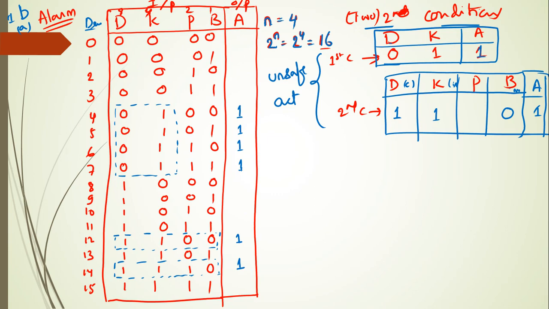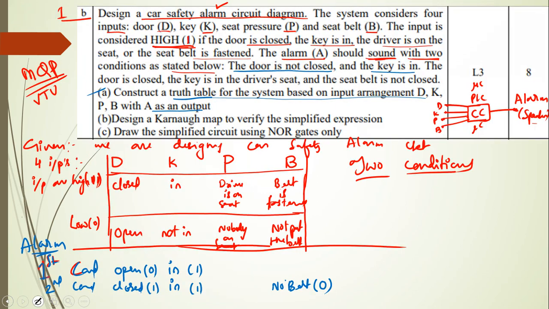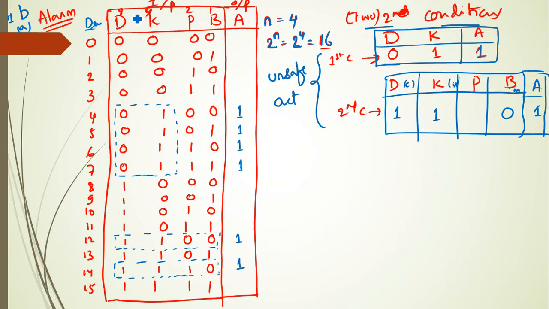So the first question of this particular 1B session we have fulfilled. Construct a truth table for the system based on the input arrangement DKPB with A as output. We have fulfilled this because we have constructed a truth table. This is called a truth table. We have constructed it very clearly for both conditions put together. According to the conditions, we have designed our truth table. This is well and fine.